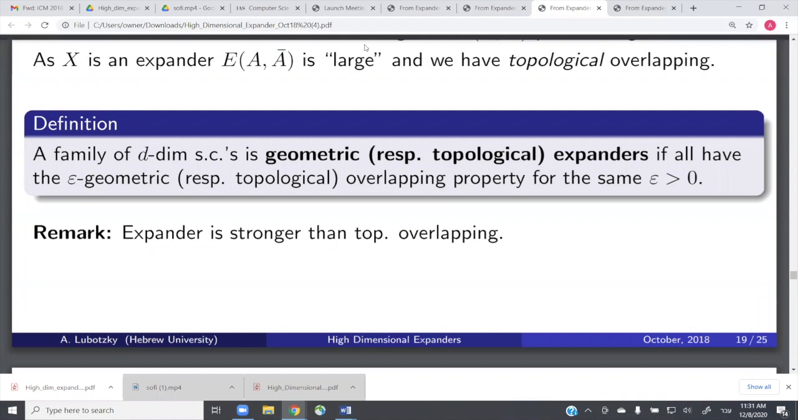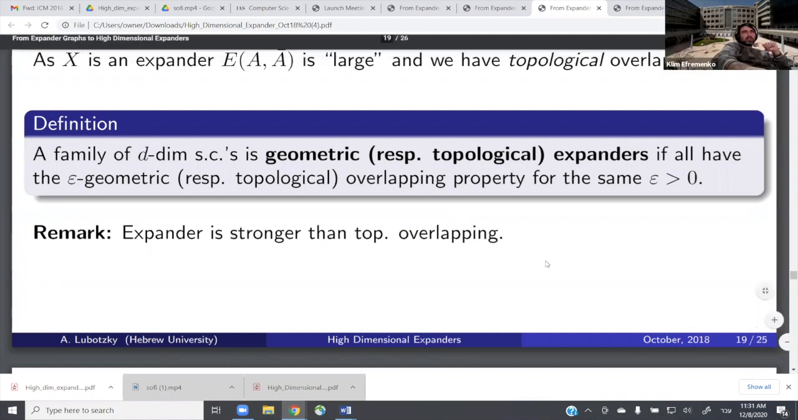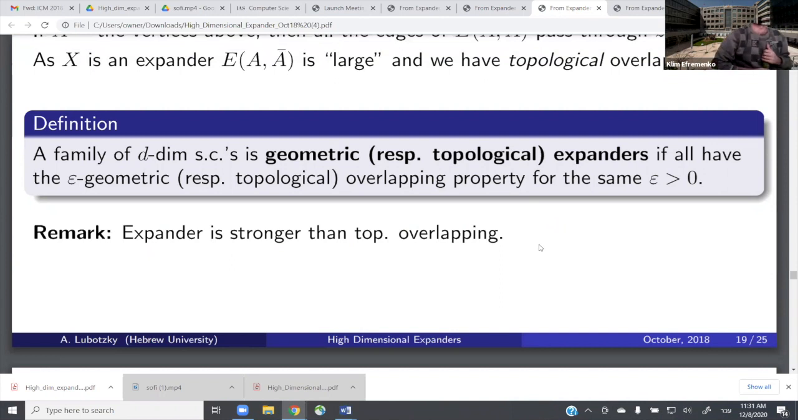Alex, can you explain again what's the difference between geometric and topological expander? Yeah, in geometric expanders, you take the simplicial complex, you take a map from the vertices, and you require this overlapping property just for the affine map. You extend, so it's affine. And in the topological, you want the property with the same constant for every n, for every location of the points, and for every continuous extension.